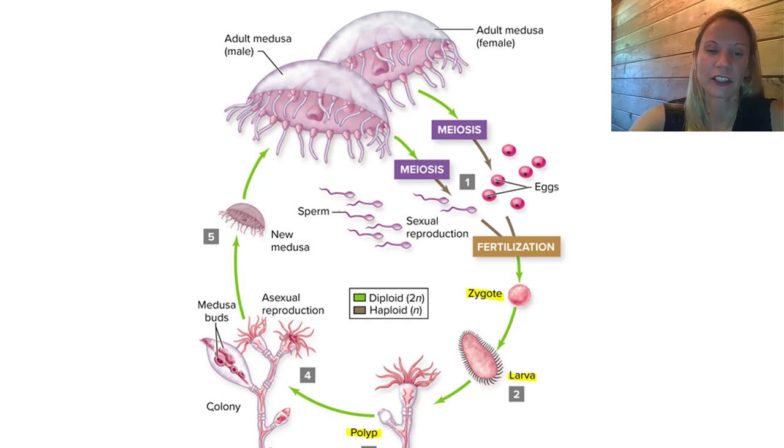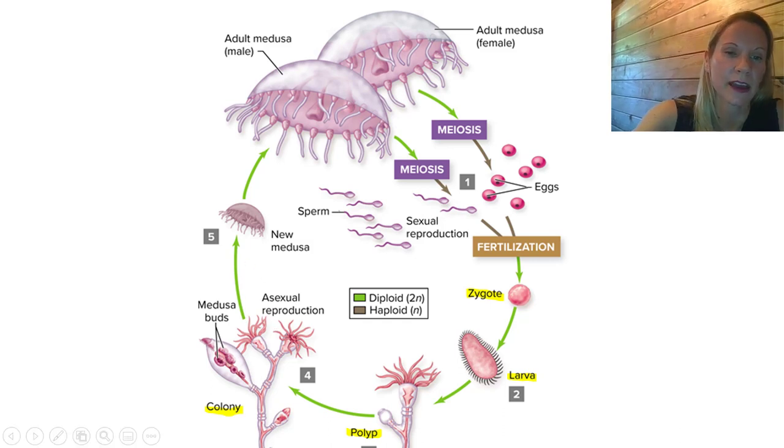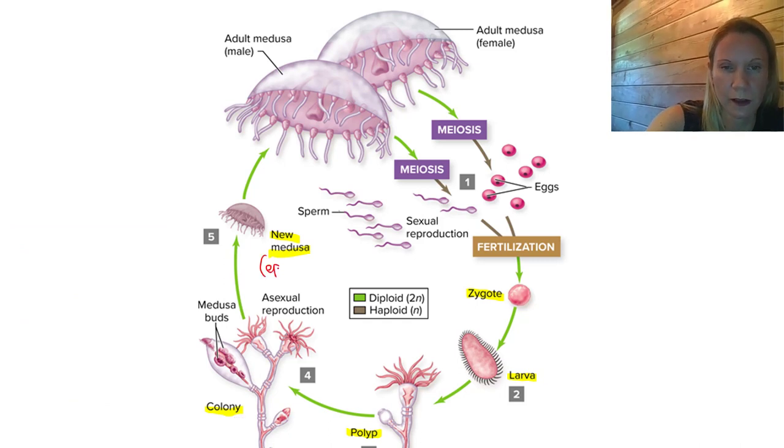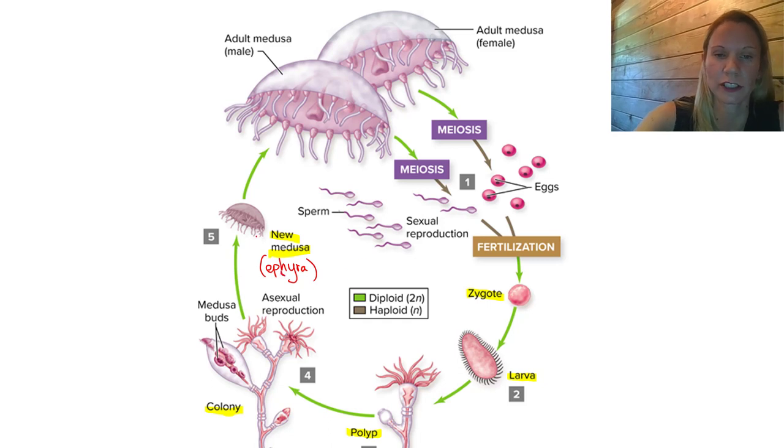The polyp is actually a colony, meaning that there are two types of these polyps. There are the reproductive polyps, and then there are also feeding polyps as well. The reproductive polyps will go forth and bud, as you saw in the video, and form little baby new medusa. Now, we have a word for that. We call those an ephyra. So an ephyra would be the juvenile jellyfish, the smaller jellyfish.